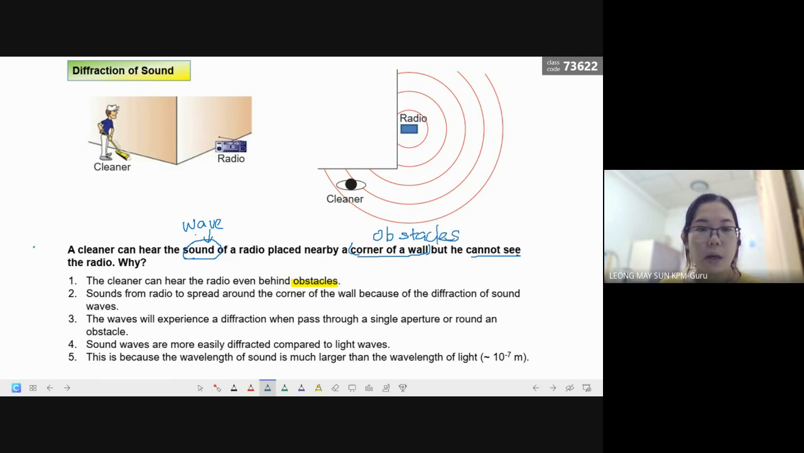When we talk about a wave, we have four phenomena. We have reflection, whereby the sound is supposed to bounce back. We have refraction, but when we talk about refraction of sound wave, we are talking about hot and cold temperature. At daytime, sound wave refracts towards the sky, and at night, sound wave will refract towards the earth. And then we have diffraction, so far that we have learned.